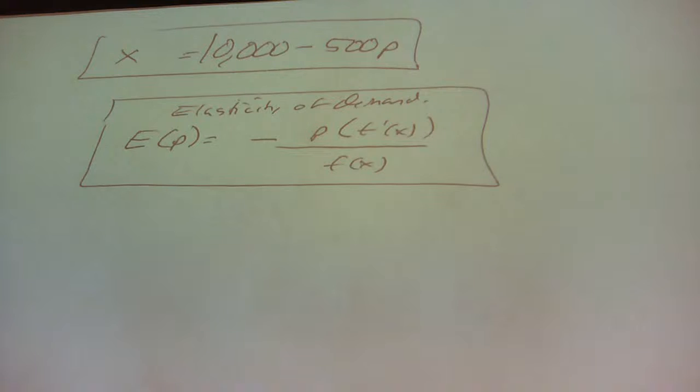So X equals 10,000 minus 500p. Plug into your elasticity of demand function, see what you get. And this is actually going to be really good for you because, number one, if you follow along, you think you know it, but do you really know it or you just copy? So this would be a good problem. And you can simplify or not simplify.